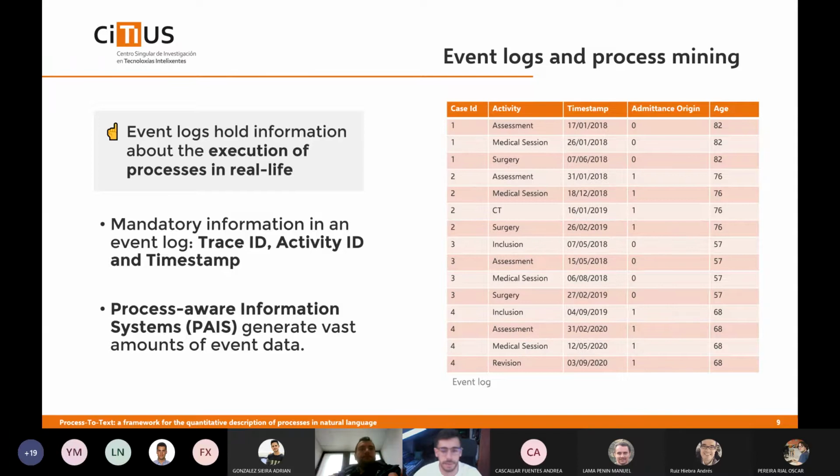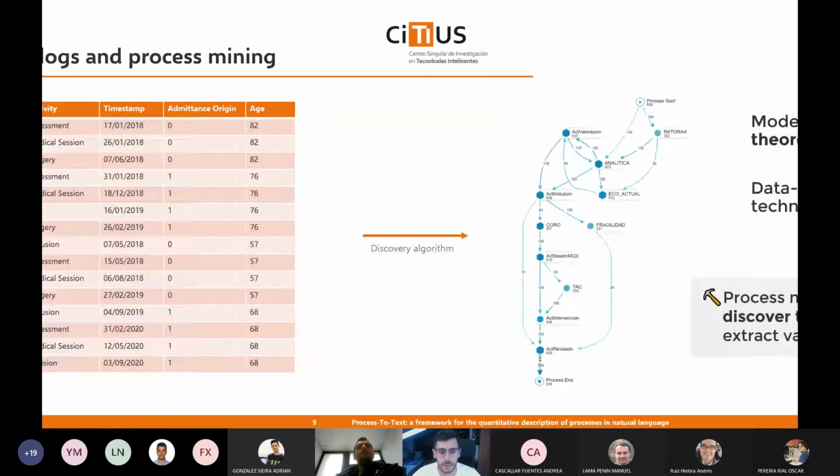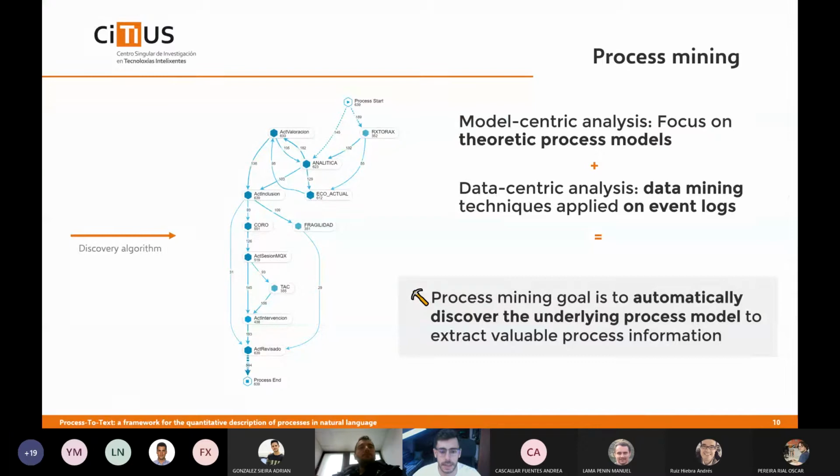As more event data is being produced, it is necessary to provide these organizations with tools capable of processing this data. This is the goal of process mining techniques that, through applying discovery algorithms, the underlying process model is discovered from an event log.